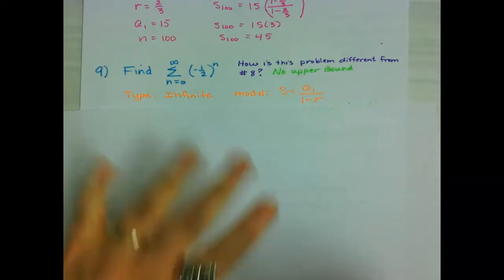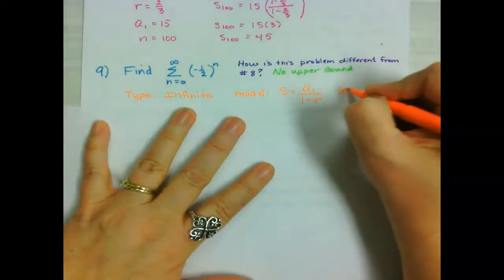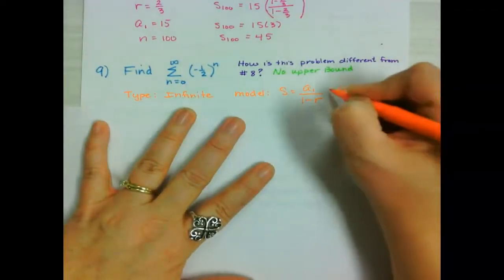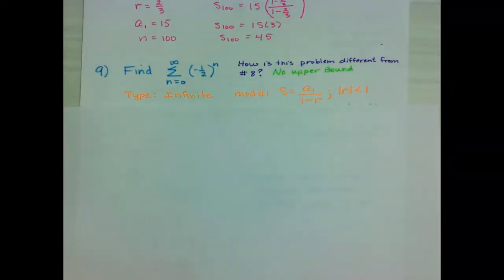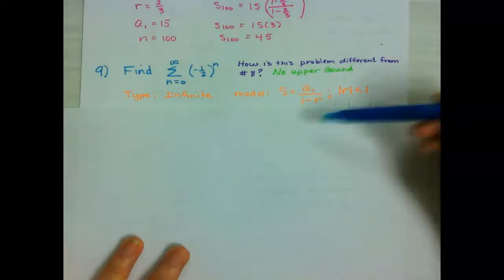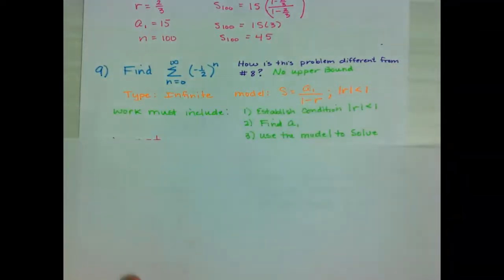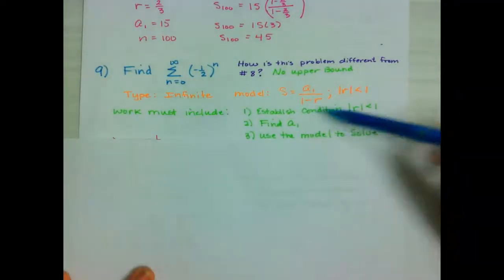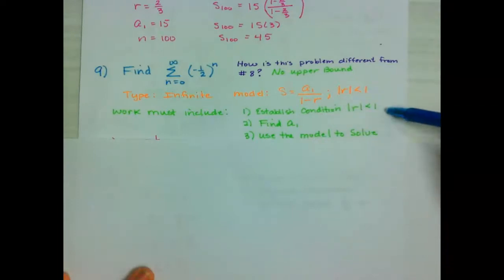Now remember, when we use this model, the absolute value of R has to be less than 1. So those kind of go together. You can't have one without the other. So that means my work for a problem like this, which is infinite, is the 3 steps we talked about. We're going to establish the condition by identifying that the absolute value of R is less than 1.